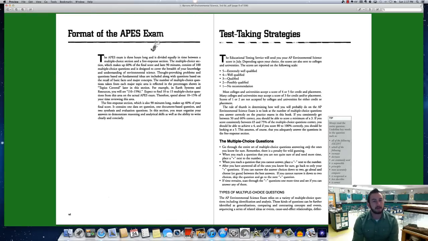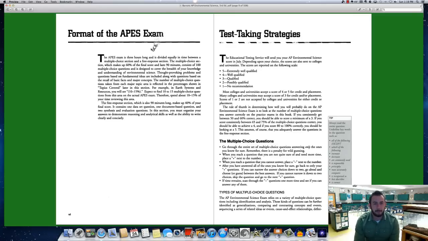The AP exam is 2 parts. One part is multiple choice questions, which is 60% of your score. It lasts about 90 minutes, consisting of 100 multiple choice questions. So you've got an hour and a half to answer 100 questions, and that's 60% of the exam.